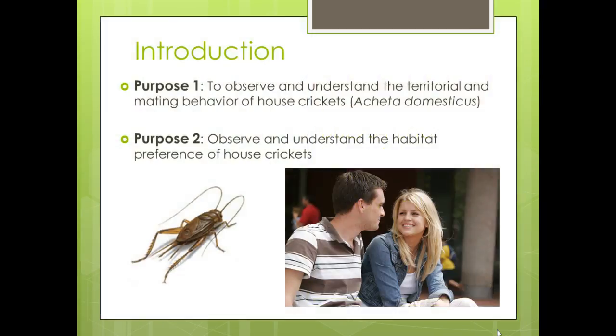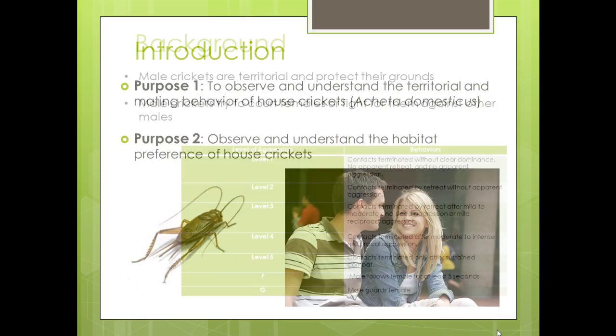So the purpose of this lab is twofold. First is to observe and understand the territorial and mating behavior of house crickets, also known as Acheta domesticus. And the second is to observe and understand the habitat preference of house crickets. The reason we are doing this lab is because every species exhibits certain behaviors for mating and for their personal space. And using house crickets as one example will help give us some insight into different types of behaviors that a species can exhibit.